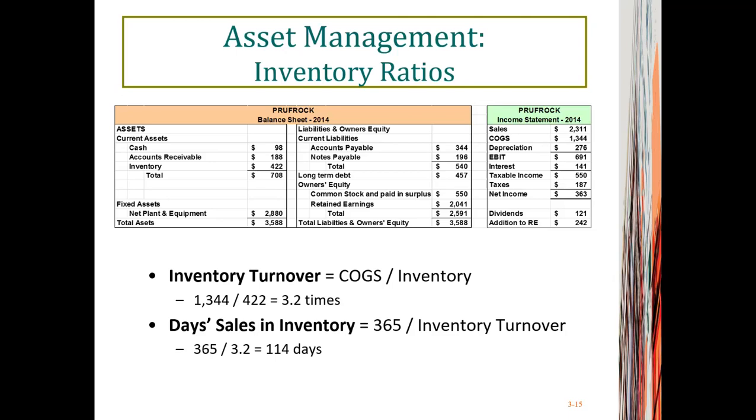And now let's take a look at the second ratio, days sales in inventory. That's equal to 365 days in a year divided by inventory turnover. That is 114 days. So essentially this 114 days tells you that, okay, it takes 114 days for all inventory to be rotated within this company. Of course, the shorter the number, the better the management of its inventory in a company.